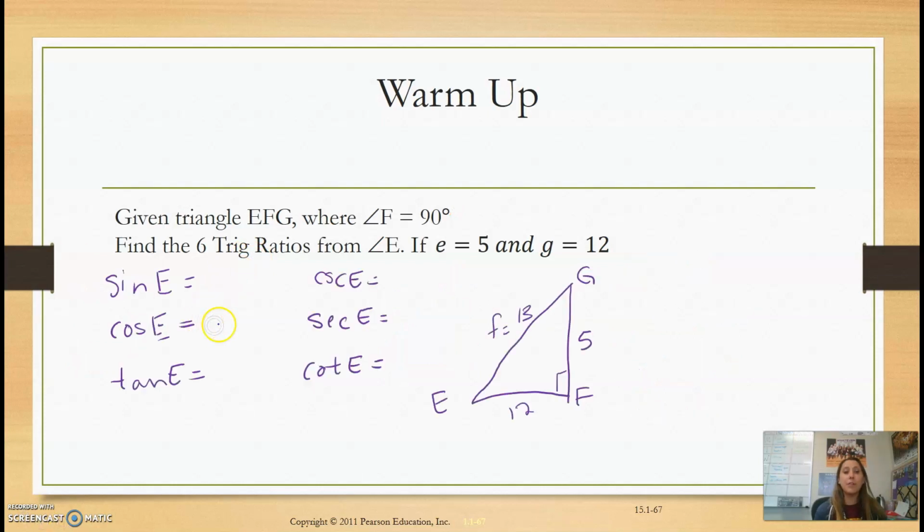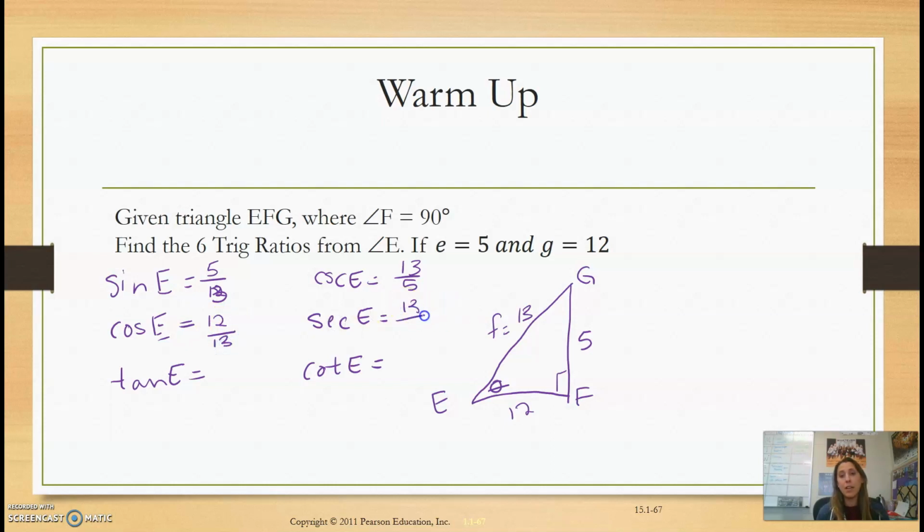Okay, so if I were to find the sine of E, I would take the opposite side of E. So here is my theta. The opposite of my angle is 5, so I have 5, and my hypotenuse is 13. Oops, I wrote 12. 13. So then I know that the cosecant is the reciprocal of it, so I'm going to have 13 over 5. Then my cosine of E is my adjacent, which is 12, over my hypotenuse, which is 13.